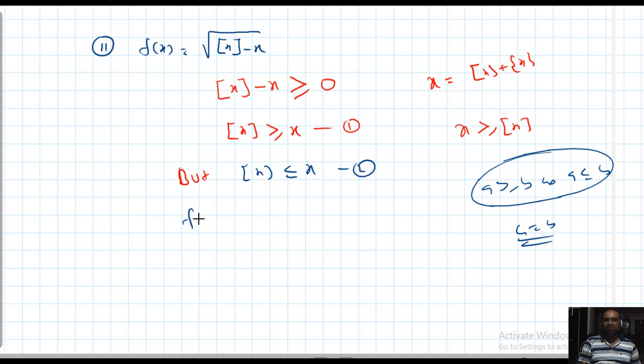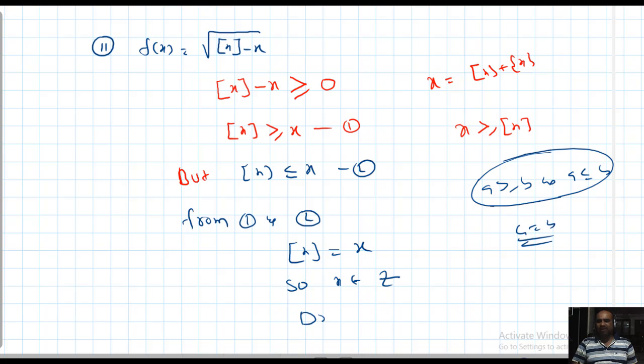From 1 and 2, step x should be equal to x. What values of x make step x equal to x? Just when x is an integer. Only for integers. Step x equals x on integers. So x belongs to Z. Therefore, domain equals all integers. Interesting, important problem.